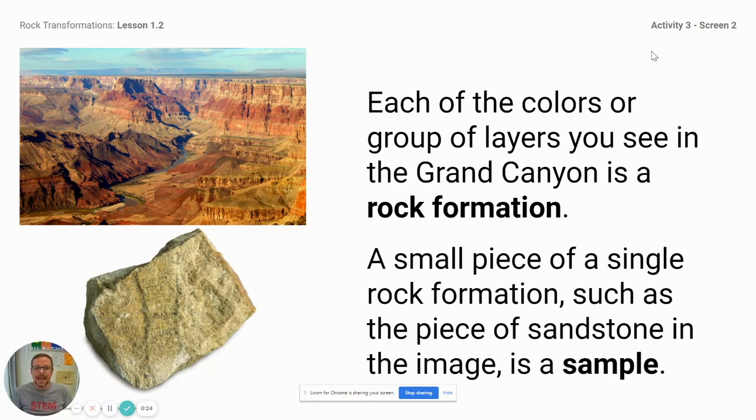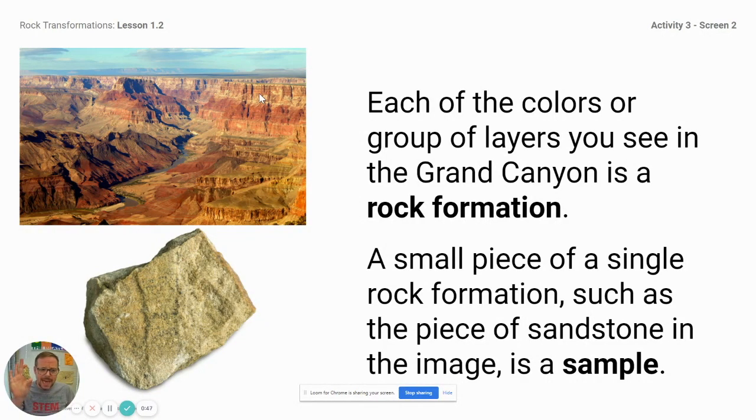You can see it has lots of different colors on it. It's beautiful. I've never been to the Grand Canyon, but I've always wanted to go. But those of you that have been can probably remember seeing these lines of color. If not, take a look at this picture. You can see all these different lines over here. Each of those colors represents layers you see in the Grand Canyon. Each layer is a rock formation. So that means it's all the same kind of rock together.